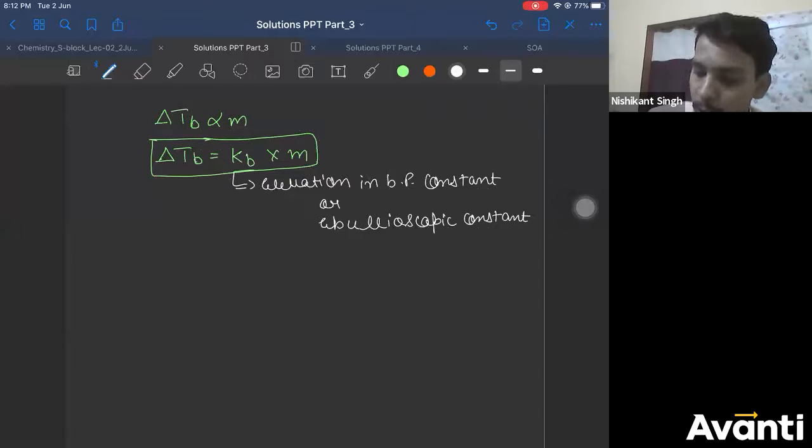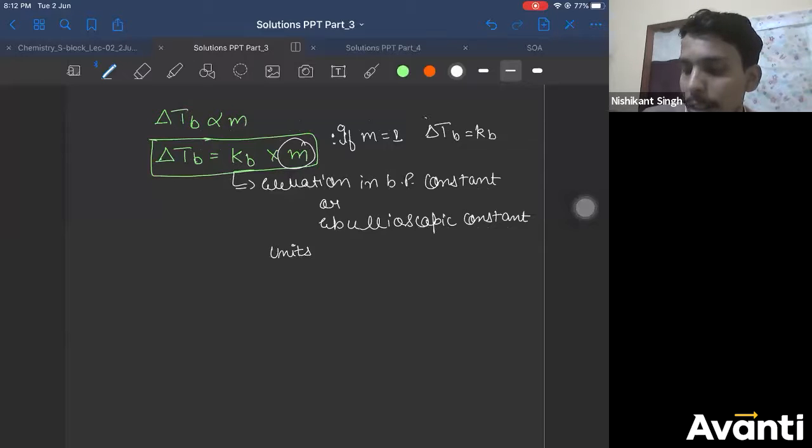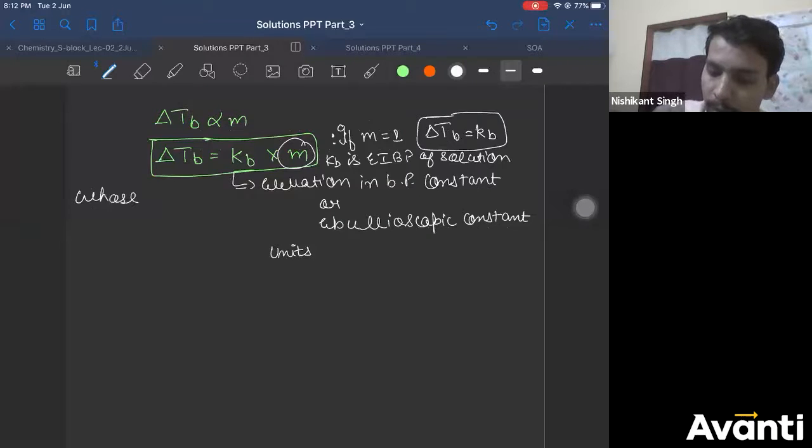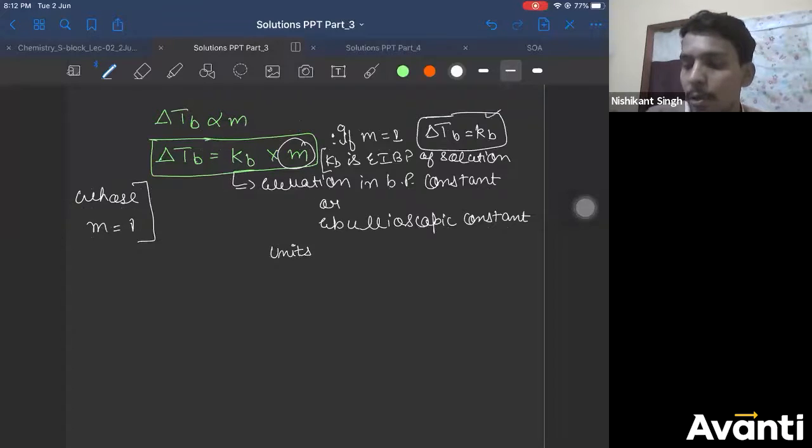If you talk about its units, we need to expand the formula. Before that, I will define it. If molality of solution is 1, if you keep molality as 1, then delta TB is equal to Kb. That is, how do you define Kb? Kb is elevation in boiling point of solution whose molality is 1. This is the definition of Kb. So Kb is equal to elevation in boiling point if the molality of solution is 1.